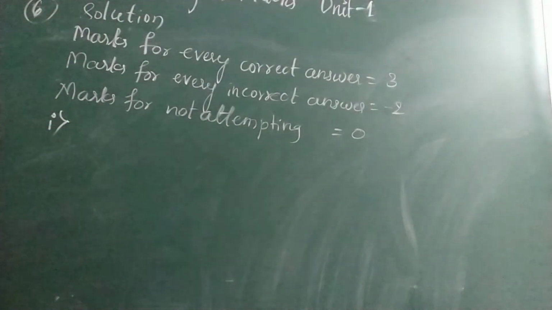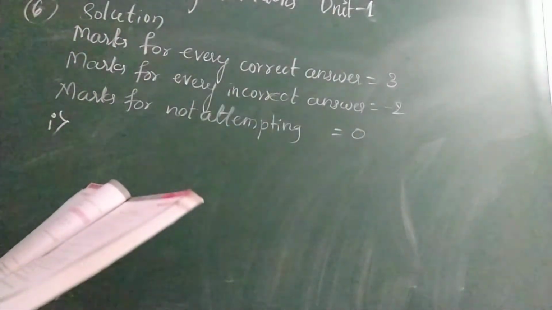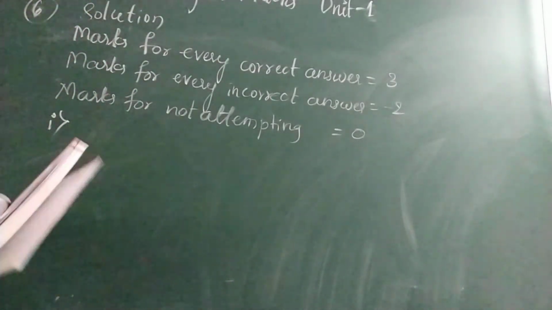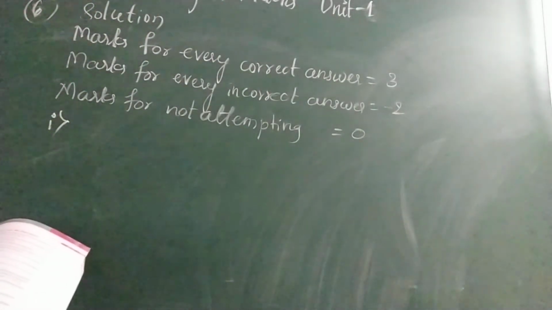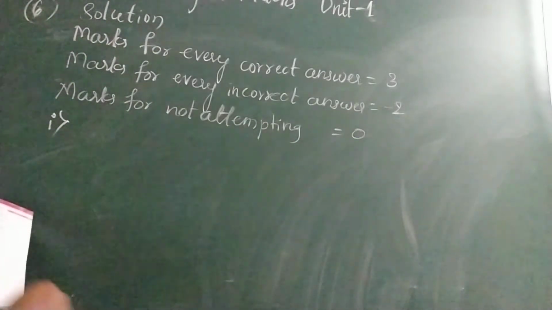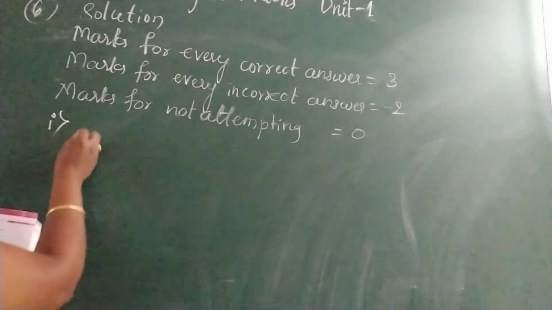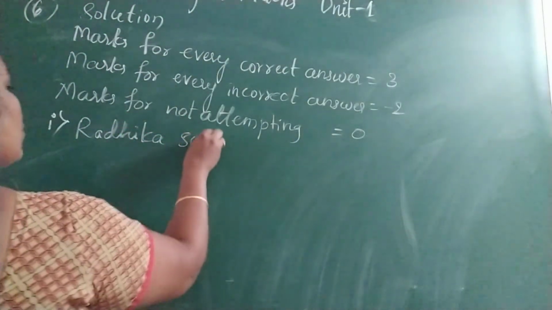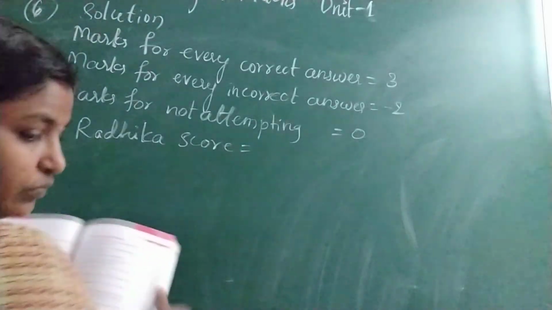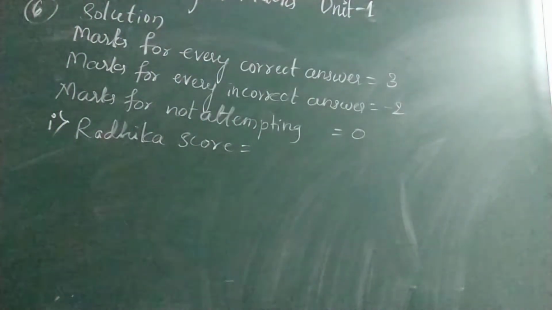This is the first one. Radhika scored 20 marks if she has got 12 correct answers. How many questions has she attempted incorrectly? So Radhika's score is equal to the marks scored by Radhika.